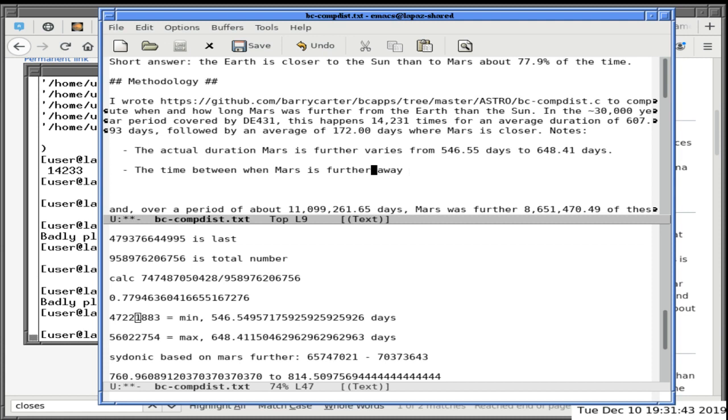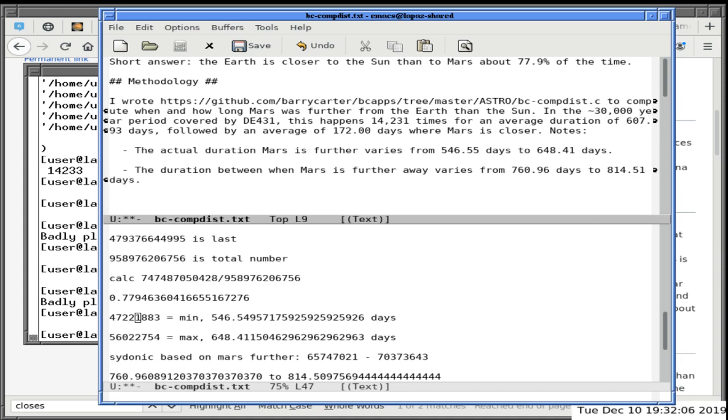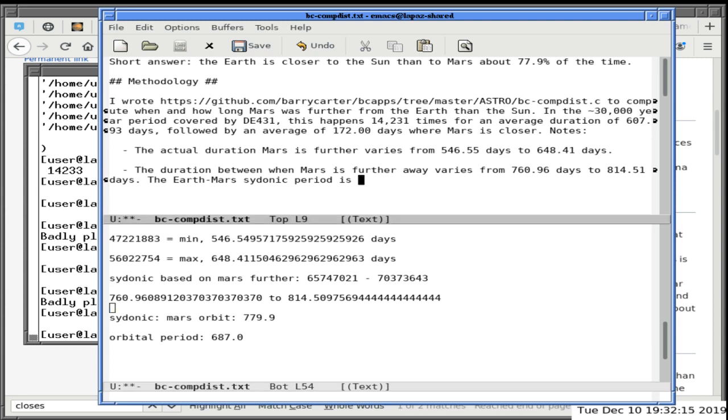The duration between when Mars is further away, the synodic period, well, let's see, varies from 760.96 days to 814.51 days. The synodic period, the Earth-Mars synodic period, is 779.9 days.